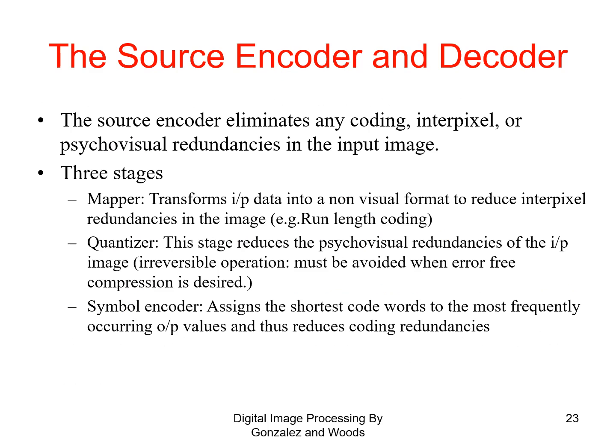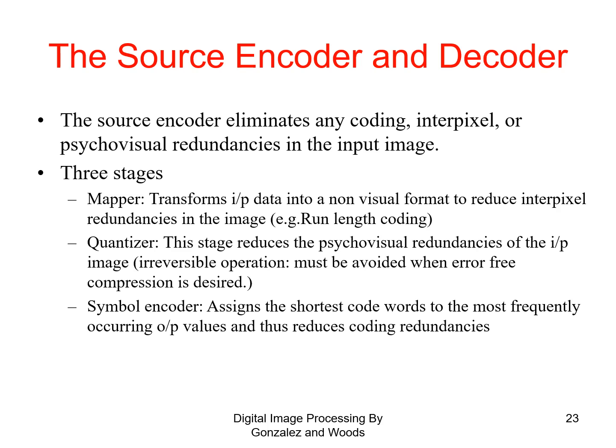So what is this source encoder? I said it can eliminate all three or any one or any two redundancies. There are three stages in the source encoder: mapper, quantizer and symbol encoder. The mapper takes care of run length coding. It transforms input data into a non-visual format to reduce interpixel redundancy in the image. So what is a non-visual format? Obviously, when I represent the data in some other format, the picture won't be in picture form. You won't be able to see it.